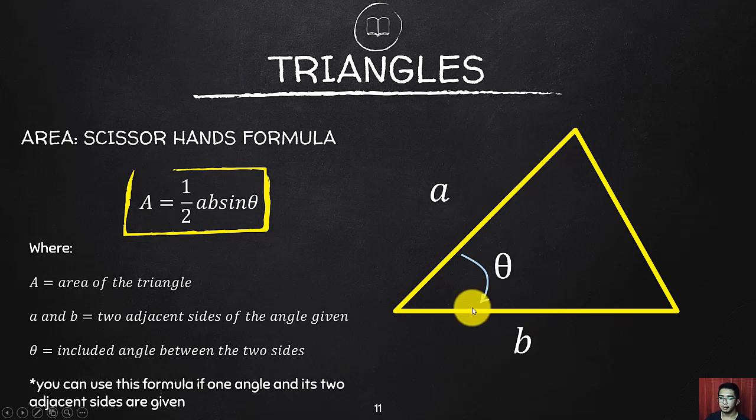Probably why it's called scissor hands is that the two sides form a scissor, and this is your angle. So the area is 1/2 a times b, the two adjacent sides, and then the sine of the interior angle between those two sides.